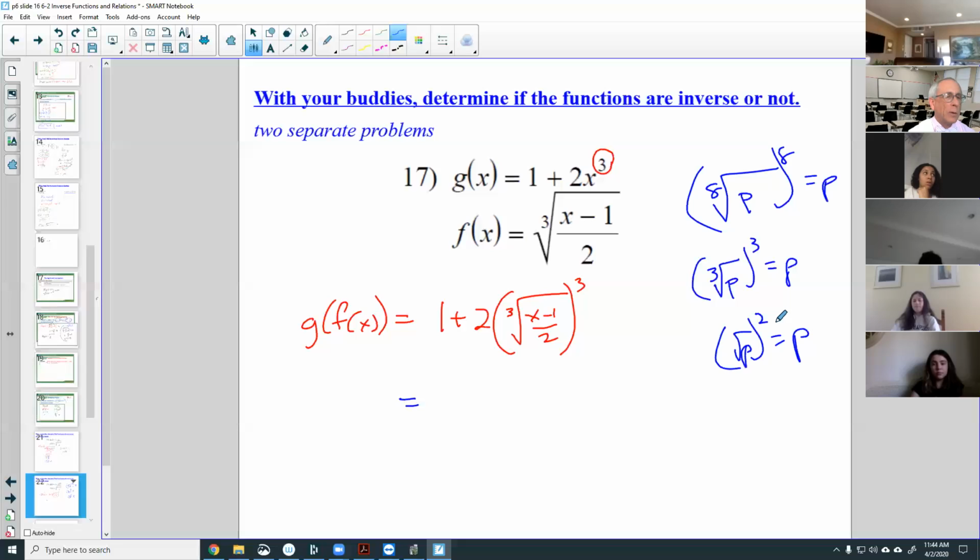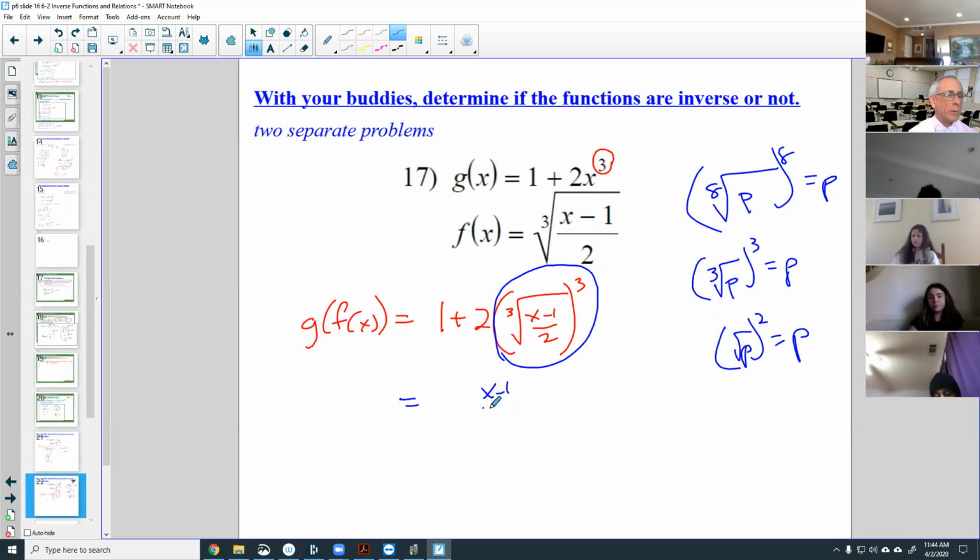Yeah, okay, great. So then Alex, looking at this piece right here, what is that equal to? X minus 1 over 2. X minus 1 over 2. And I'm multiplying that by 2. And then I'm adding 1, correct? Are we good with that, Alex? Yeah. Okay, so what do I get when I multiply 2 times x minus 1 over 2? 2x minus 2.